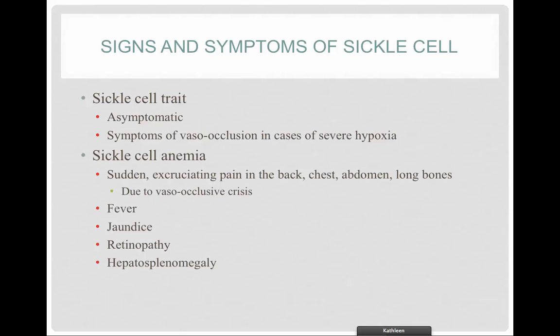So in sickle cell anemia, they have sudden excruciating pain in the back, chest, abdomen, and long bones due to vaso-occlusive crisis. They can have fever, jaundice, retinopathy, and a large spleen. And retinopathy is a disease of the retina that results in impairment or loss of vision.